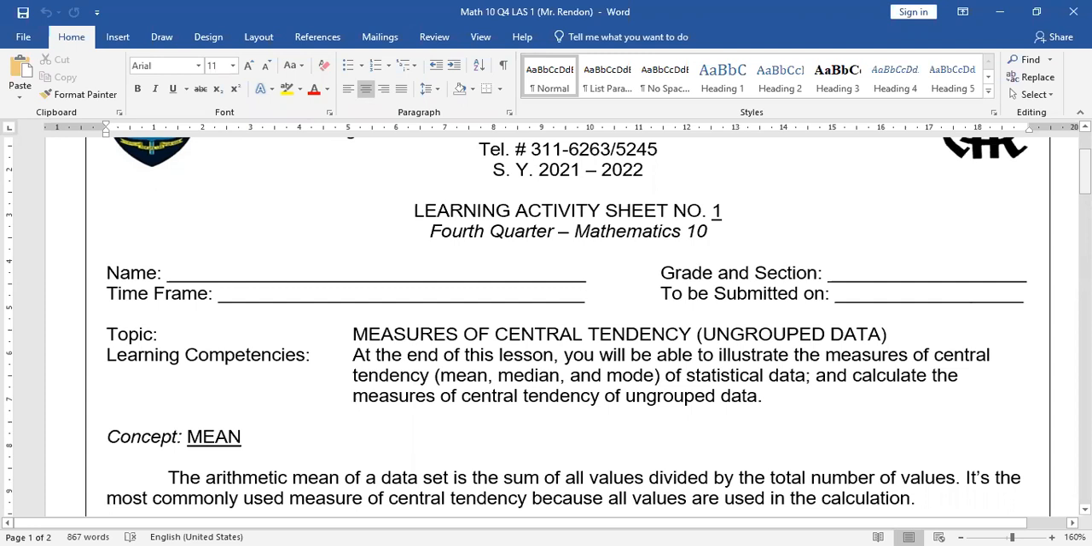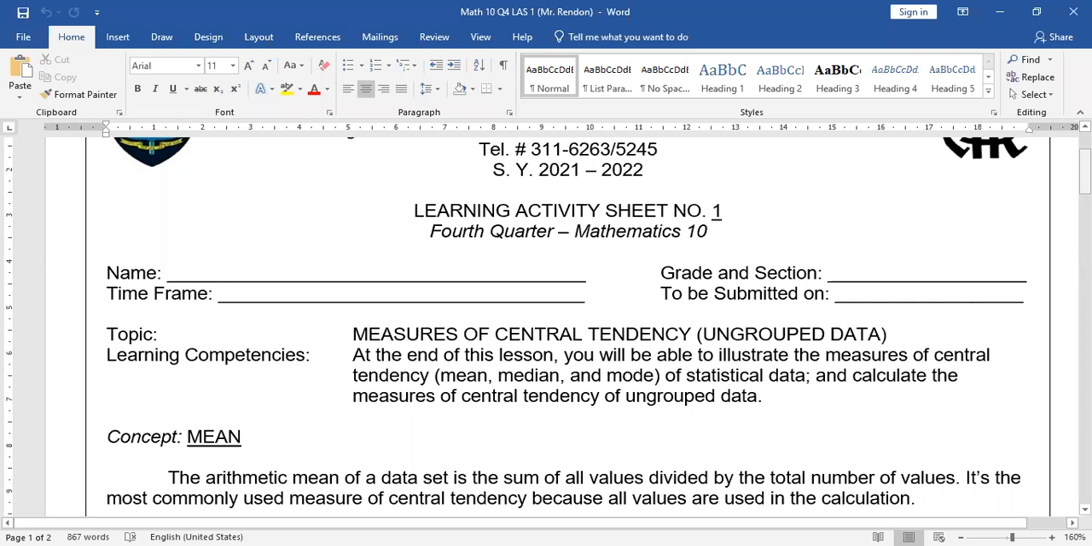Even if you have discussed this in grade 7, or it continues in grade 8 or grade 9, this is just the basic for statistics, for the measures of central tendency. Okay, and some of these you are familiar with already.